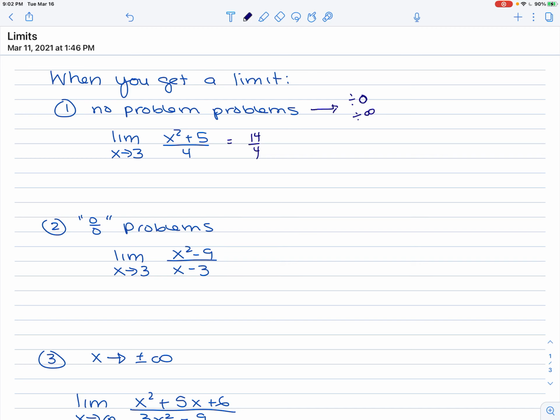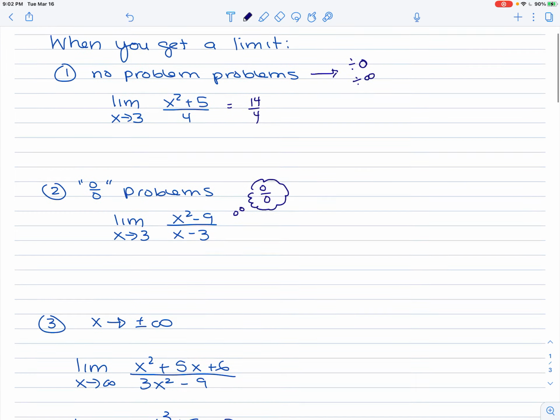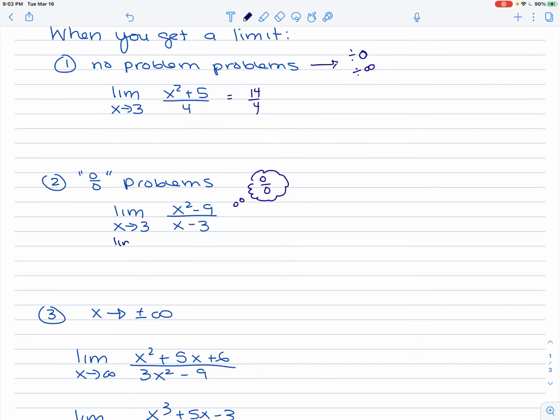Those things create problems. Okay, then the next type of question you could get is a 0 over 0 problem. So what I mean is when you put the 3 in, you get 9 minus 9 over 3 minus 3. So we don't write this down, but what we're thinking is we got a 0 over 0 problem. That usually means that if you can factor, you can remove the problem. Because the same thing that gave you 0 on the bottom is likely what gave you 0 on the top. Not always, but we're going to check to see if that's true.